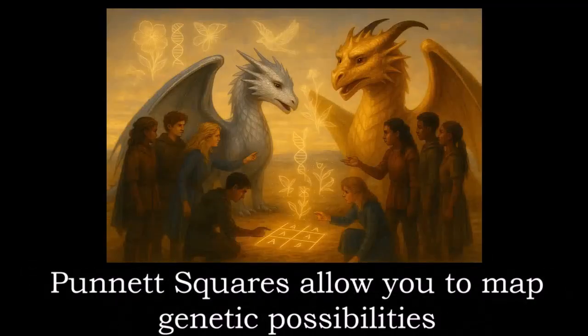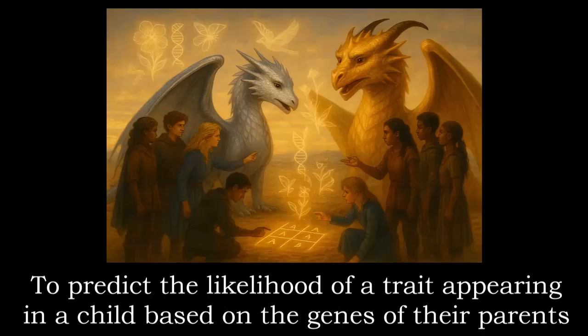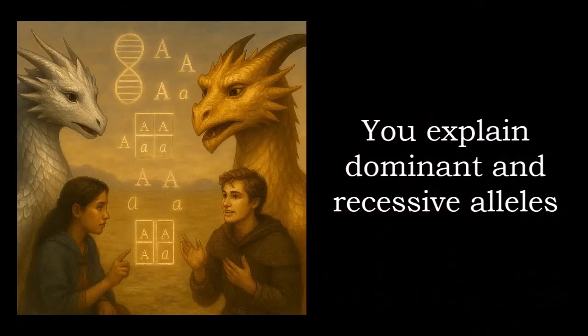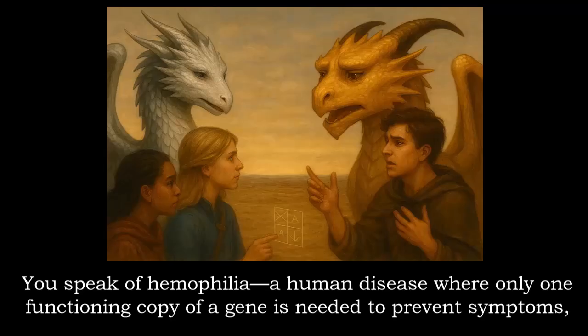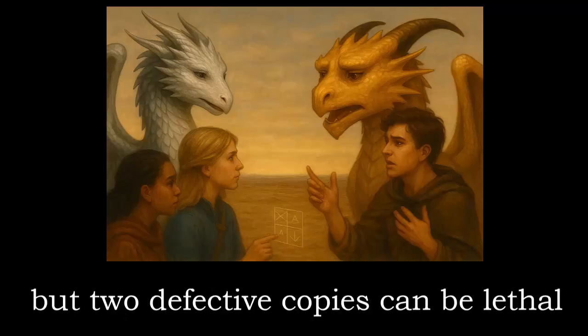Punnett squares allow you to map genetic possibilities, to predict the likelihood of a trait appearing in a child based on the genes of their parents. You explain dominant and recessive alleles, how carriers of defective genes can pass them to children, even if they never expressed them themselves. You speak of hemophilia, a human disease where only one functioning copy of a gene is needed to prevent symptoms. But two defective copies can be lethal.